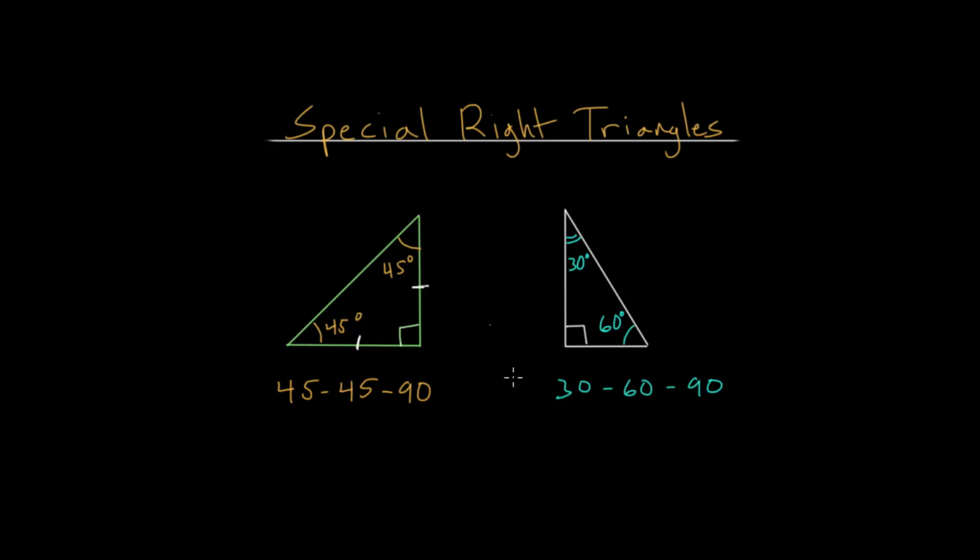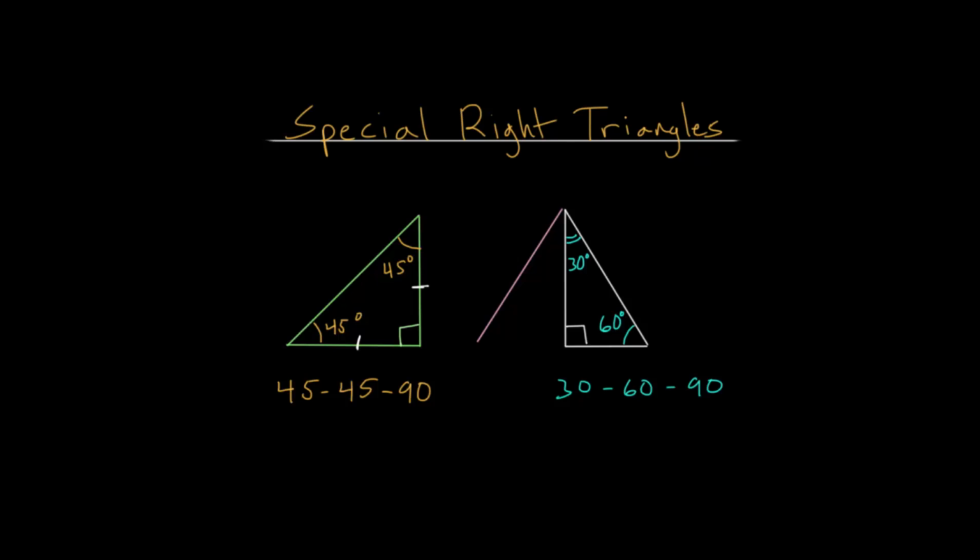And the second one is what we call a 30-60-90 triangle. So this triangle is actually formed when you take an equilateral triangle and you cut it in half. So it's not going to be drawn quite perfectly, but we're essentially just taking an equilateral triangle where all the sides are the same length, and we're just splitting it right down the middle.